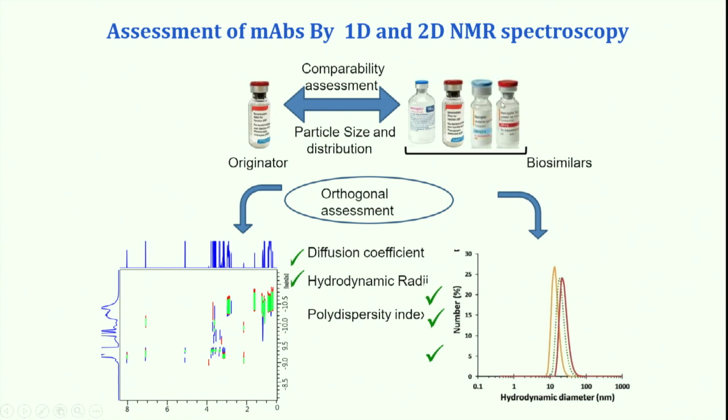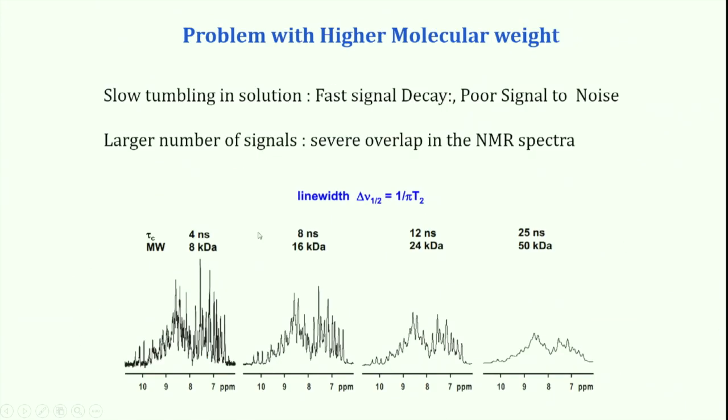So, we combined orthogonal technique DLS to show the biosimilarity between these two. Why, like I was discussing with you, is doing the experiment with these big molecules difficult? First, because they tumble very slowly in solution, so their signal decays quite fast. Therefore, it has a poor signal to noise ratio, and as the number of signals increases, there is a severe overlap.